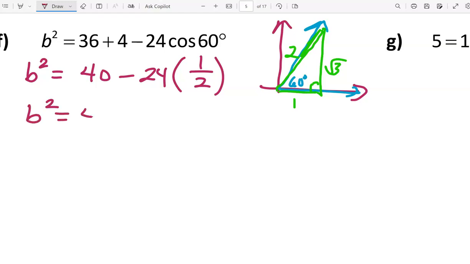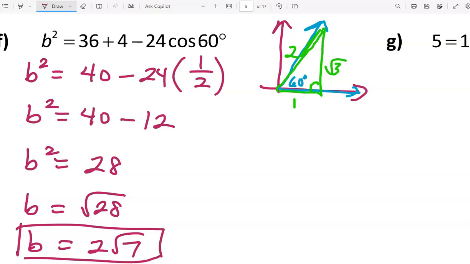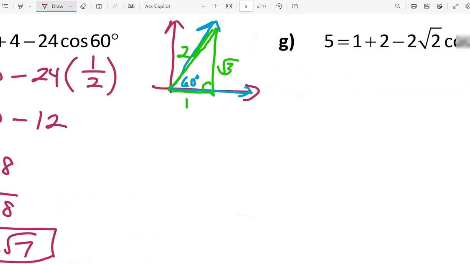So b squared is equal to 40 minus 24 times a half, which is 12. B squared is 28. That means that b is the square root of 28, or simplifying, 2 times the square root of 7. Same result we got in a previous example with some different numbers, just happened to work out the same. And one last law of cosines example.